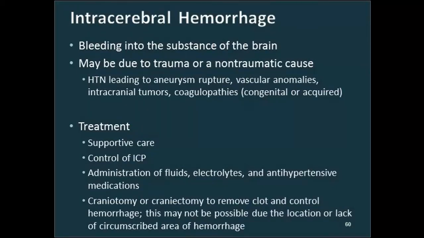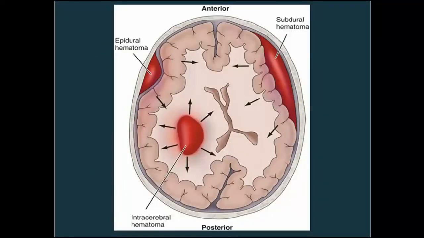So not only are you giving fluids and electrolytes and then blood pressure medicine, but you're also giving things like FFP, platelets possibly, methods to control bleeding. Possibly looking at craniotomy to remove the blood clot or control a hemorrhage if it's really big, but it may not be possible to do craniotomy depending on the location of the bleed, because remember, these are intracerebral, so we may not actually be able to get into that tissue to control the hemorrhage.